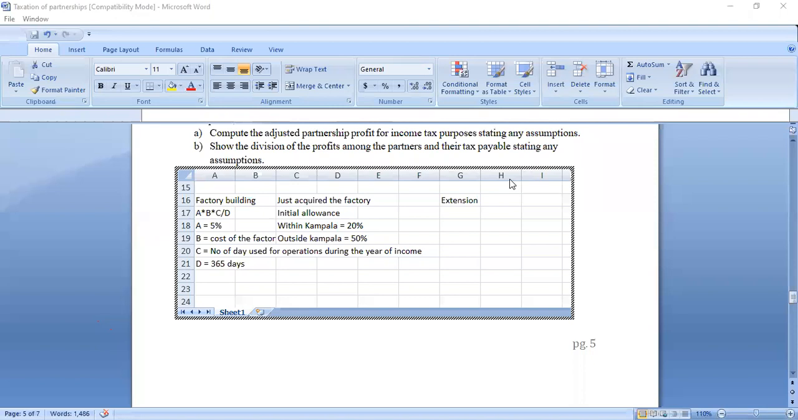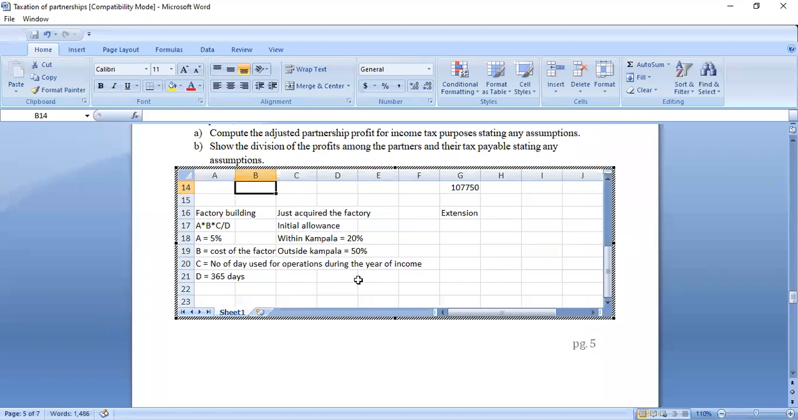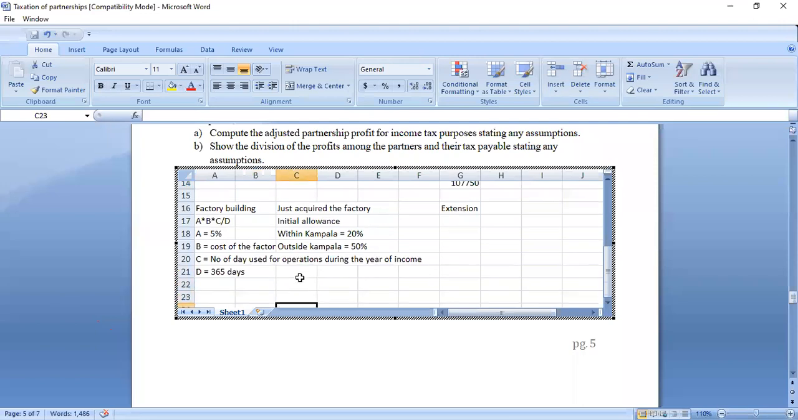Okay, and I've said that the extension, you treat it as if it's a new building, and I've shown you how we do that. Okay, so back to this. I hope you're seeing the image, because although it is small here, I hope you guys are seeing the figures.